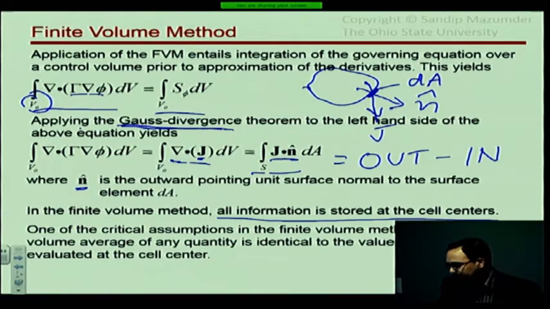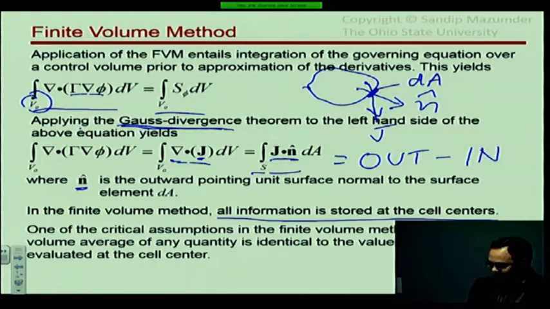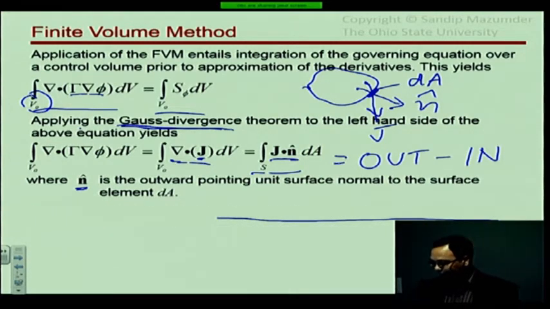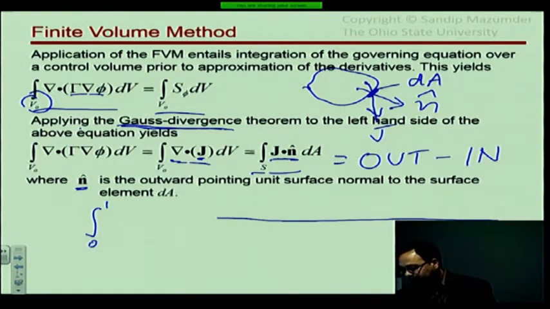One of the critical assumptions is that the volume average of any quantity is identical to the value of the quantity evaluated at the cell center. Long sentence. I'll just explain in a little bit what that means. So basically, we're saying this: suppose I do an integration of a function from 0 to 1, f of x dx.